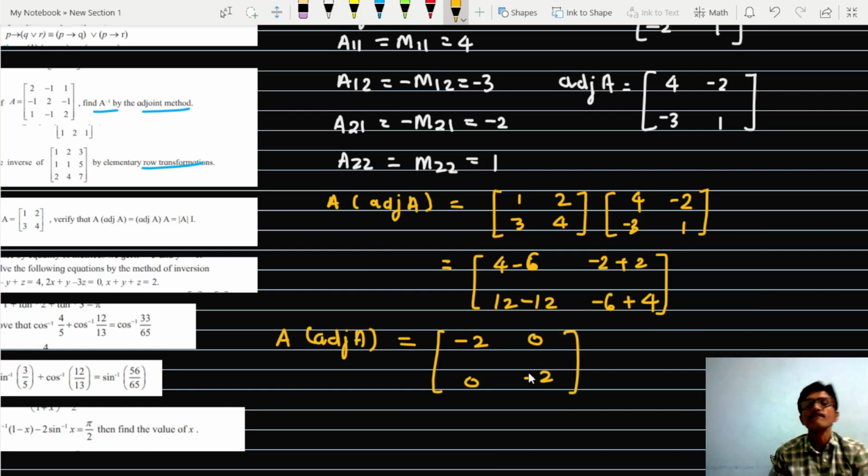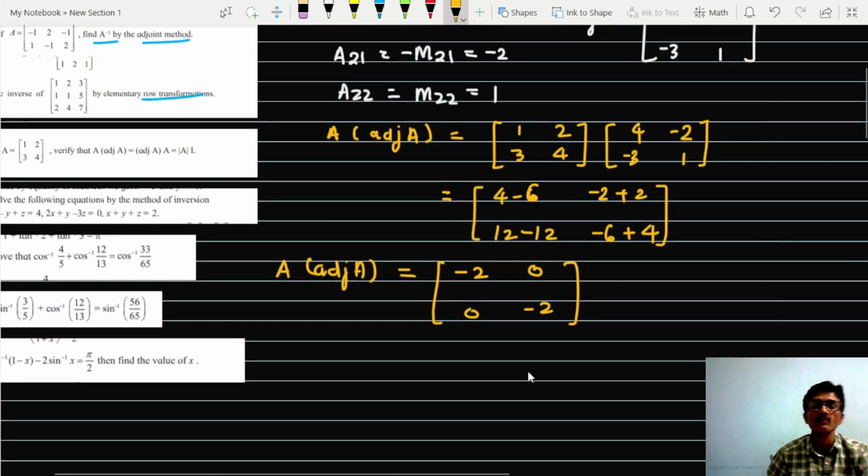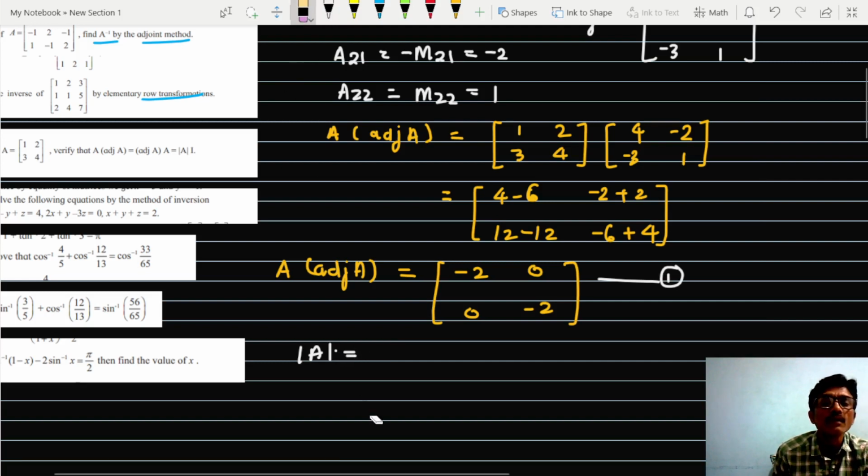Yes. What is our determinant of A? We are getting determinant of A is equal to -2, and here see, you can write it as equation 1. We have A into adjoint of A is this. Now determinant of A into I is equal to what?